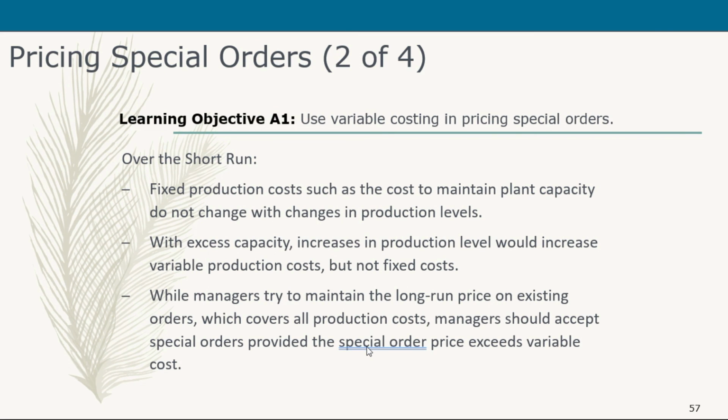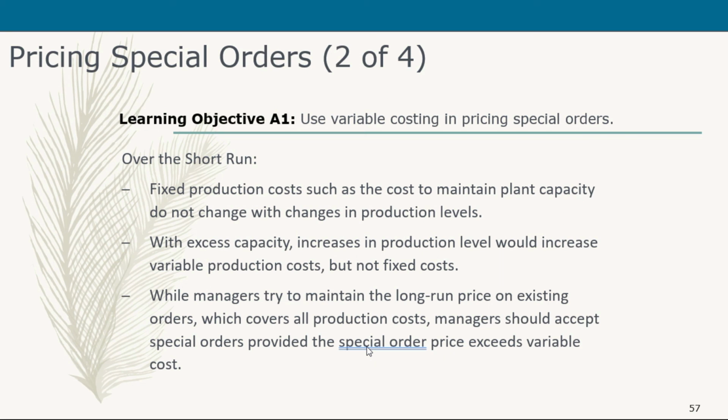And then over the short run, fixed production costs such as the cost to maintain plant capacity do not change with changes in production levels. With excess capacity, increases in production level would increase variable production costs but not fixed costs. Okay? So unless it is at full capacity, of course, there will be an increase also in your fixed costs, since we have what we call the relevant range, the assumption of cost, right?